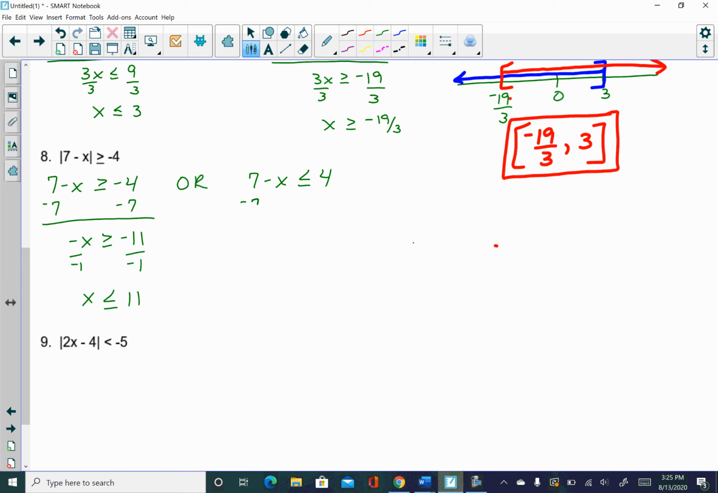Come over here, subtract 7. -x is less than or equal to -3. Divide by -1 again. Divided by a negative, change that inequality sign, it becomes +3.